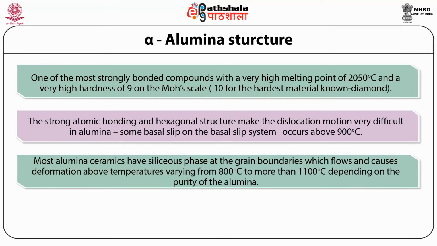However, most alumina ceramics have a siliceous phase at the grain boundaries, which flows and causes deformation at temperatures varying from 800 degrees Celsius to more than 1100 degrees Celsius, depending on the purity of the alumina.